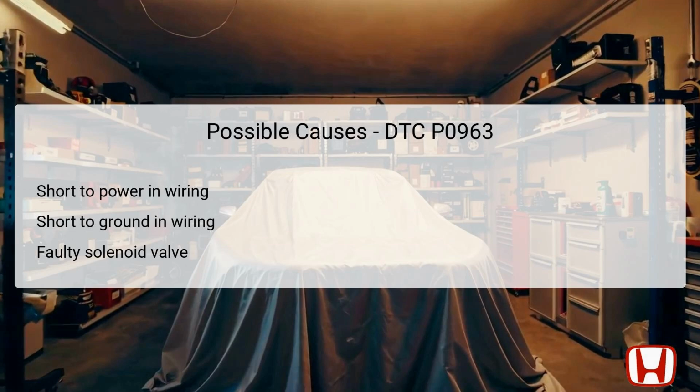Secondly, a short to ground in the wiring can lead to improper operational signals sent to the solenoid valve, causing malfunction. Finally, a faulty CVT drive pulley pressure control solenoid valve itself can trigger this code if it is defective, thereby impacting the overall functionality of the transmission. Each of these potential causes needs thorough investigation to confirm accurate diagnoses and appropriate repairs.